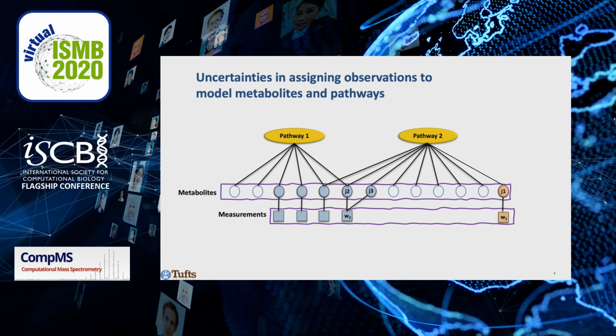We can all agree that we have more certainty in attributing W1 to the activity of pathway 2, more so than attributing W2 to the activities of pathway 1 or pathway 2 or both. So the idea of this work is simple. We would like to use probability to capture the uncertainties in mapping measurements to metabolites and metabolites to pathways.